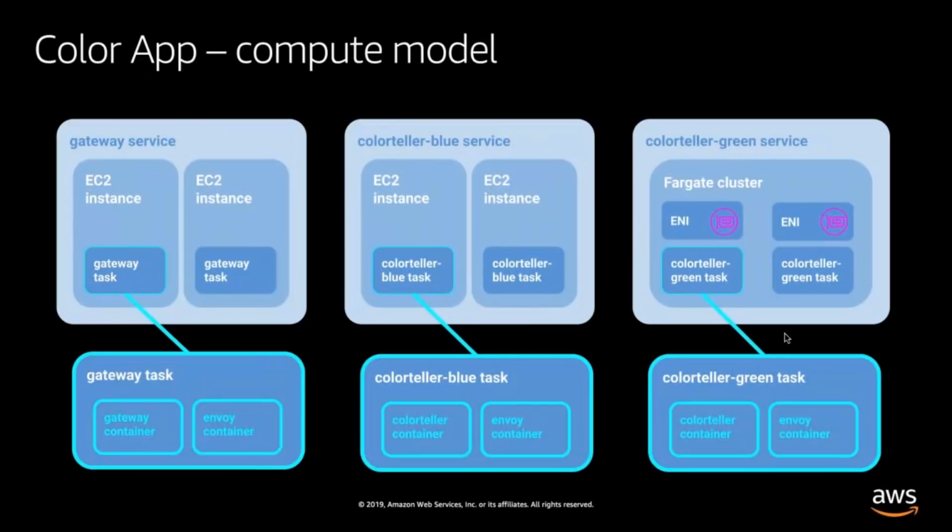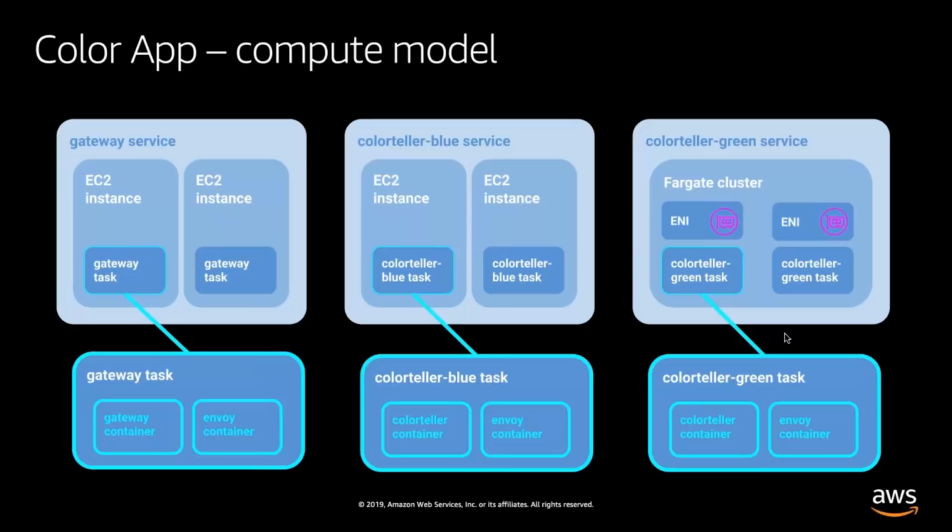Now, that was the programming model. In terms of our compute model, which is the work that gets done physically, we've defined a number of services. There's this gateway service, there's a color teller blue service, there's a color teller green service. Now, for the color teller services, we're using colors just to make things nice and neat for this example about Blue/Green Deployment. But this could have just as easily been color teller V1 and color teller V2 code.